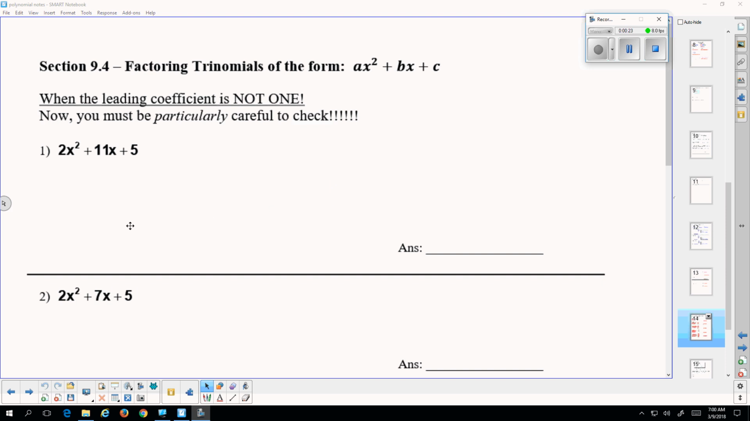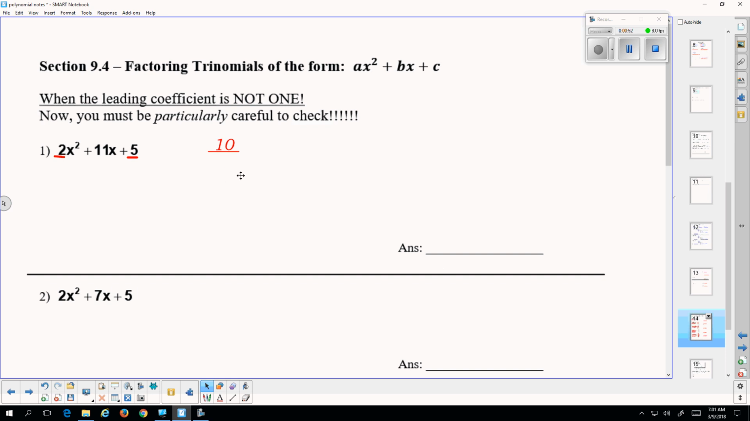So to start with, usually we would just take the last number and figure out what factors we can get to add up to the middle number. But since we have this number out front here, what we're actually going to do is multiply the coefficient of x squared and that constant at the end there. We're going to multiply those together, and that gives us 10. And then we're going to list factors of 10.